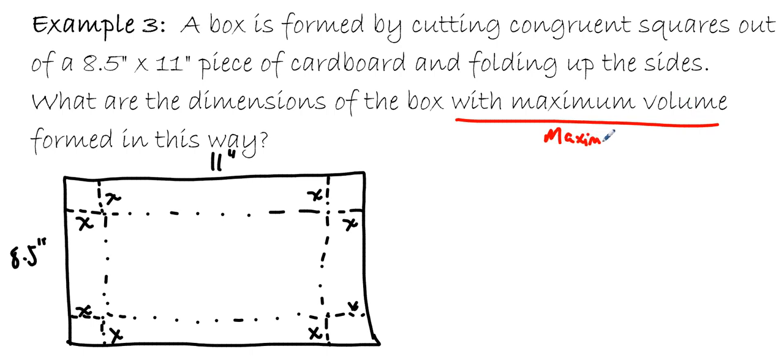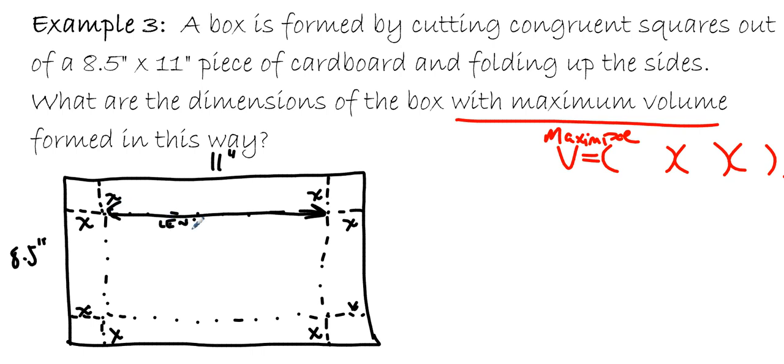So what are we looking to maximize? We're looking to maximize volume, which is length times width times height. Can it be done? Sure. We just have to remember what we mean by length and width and height. So the length of the box, well, this is the length of the box. How long is it? Well, the whole thing is 11, but there's an x that got lost here and an x that got lost here. This is 11 minus 2x.